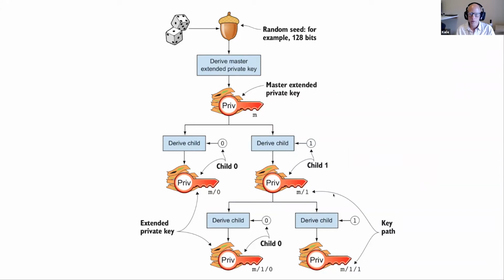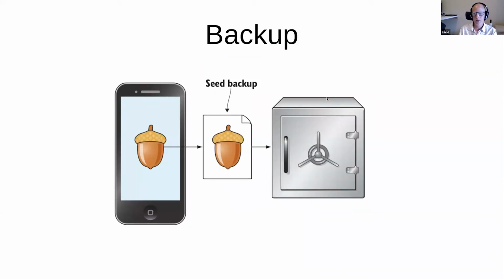Okay. So we will look more closely at these boxes here. We will go back to backup now a little bit. So what is needed here to back up this full tree? Yeah, so it's the seed. If you have the seed, you can generate any number of keys underneath it. So you can, from the seed, recreate the full tree of keys.